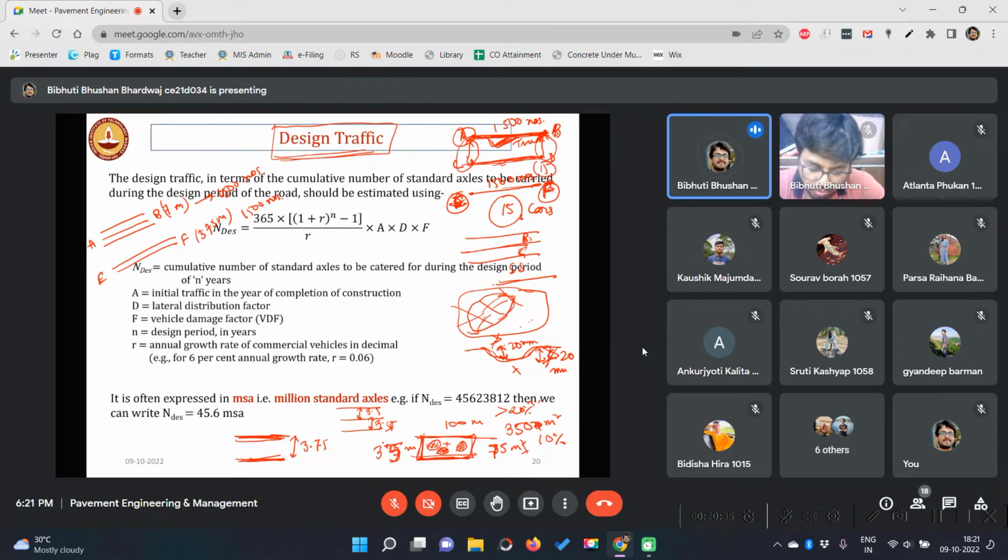Now, where do you think the thickness would be more? All the trucks are like same weight. What do you think? They should have the same thickness then, sir. Same thickness. Any other? Where do you think the thickness would be more?